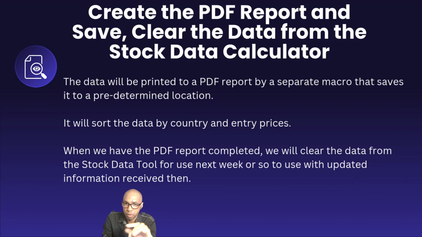The data will be printed to a PDF report by a separate macro that saves it to a predetermined location. It will sort the data by country and entry prices. That's the current prices of the market. That's the price at which you would enter. When we have the PDF report completed, we will clear the data from the stock data tool for next use next week, so to use the updated information that we received by then.